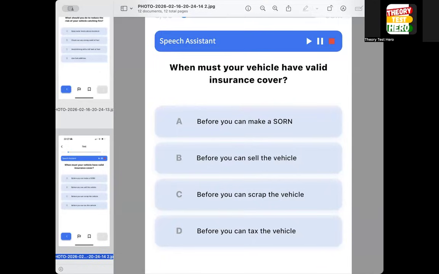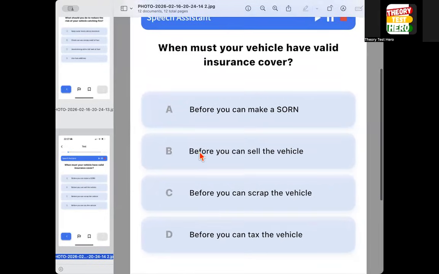Not B, but D. You don't need insurance to sell the car. If you sell the car, the person buying it needs to worry about insurance, not you. But before you tax the car, you need to have insurance. So when you go to get your car taxed, you have to have it insured first. Okay, but not before you sell it, because if you sell it, the person that's buying it, they will need to be insured for it, not you. Does that make sense?